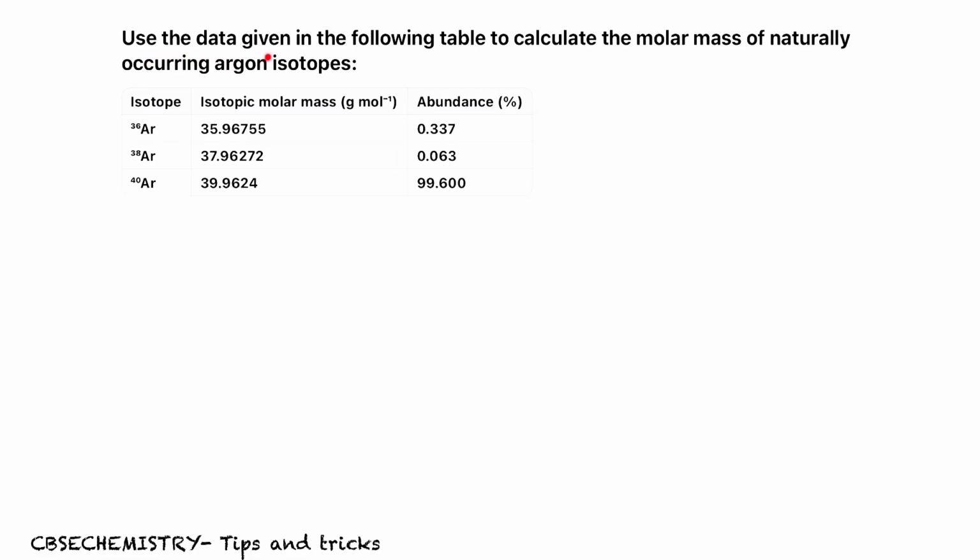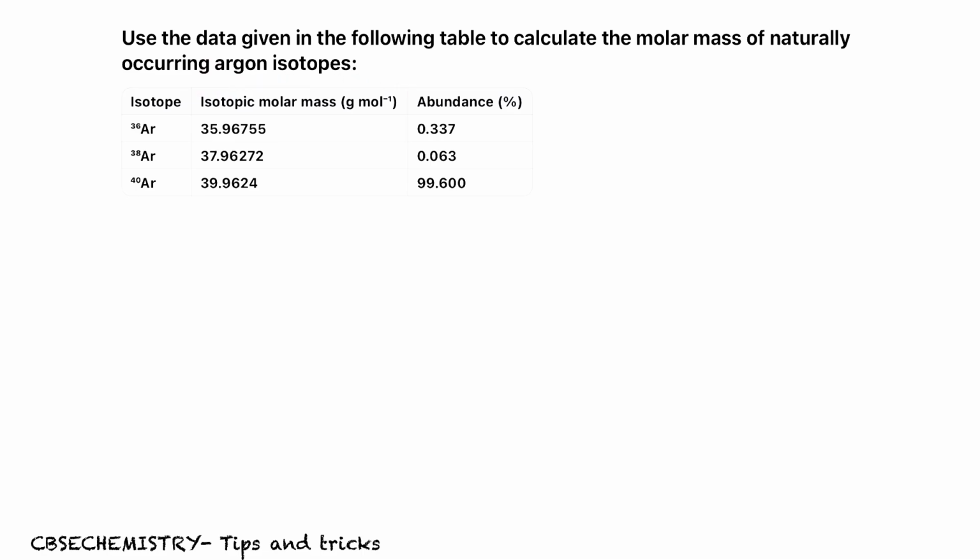Use the data given in the following table to calculate the molar mass of naturally occurring argon isotopes. Argon exists in nature in the form of different isotopes. You can see argon-36, 38, 40, correct? And their molar masses are given. You can see this, and their natural abundances are also given. We have to find the average molar mass of all these isotopes.